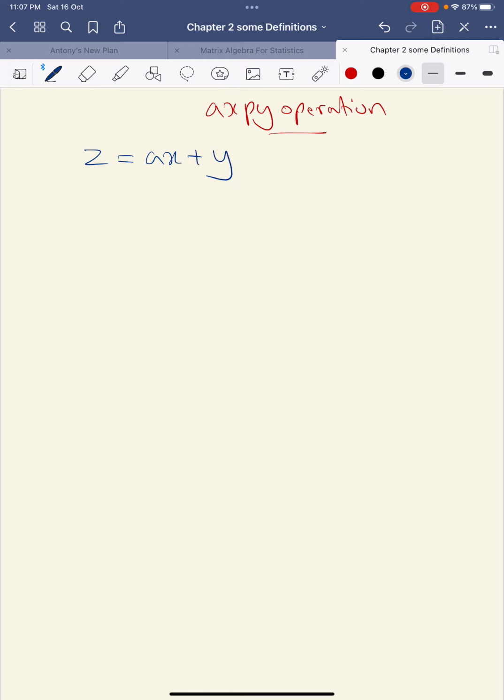This simply means that a is a number, which is a constant. And then you have different values for x and y. The number changes, and depending on how these numbers change, you get different values for z as well. So this is your basic linear equation.